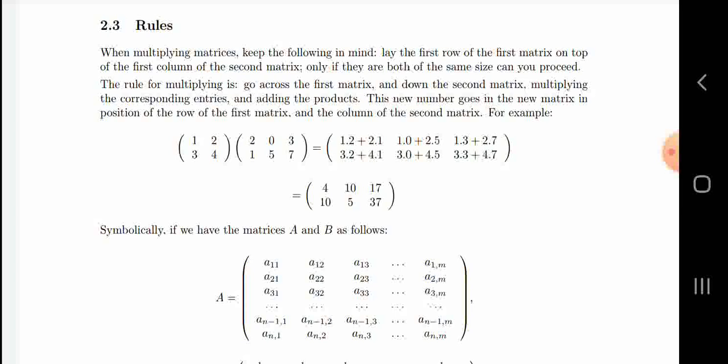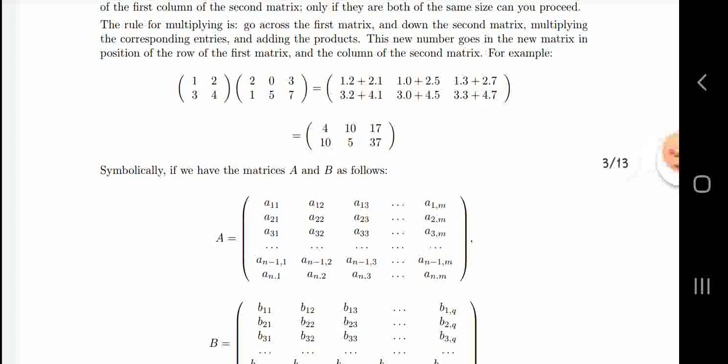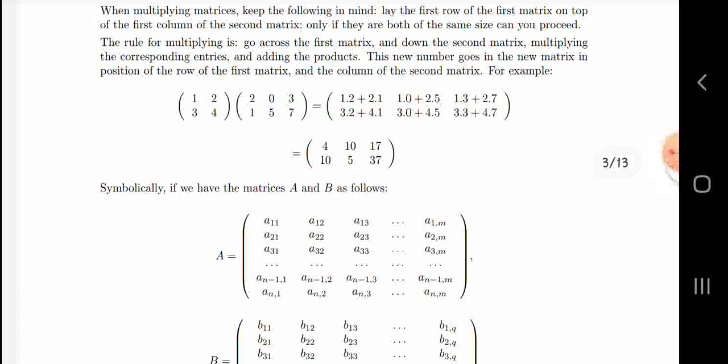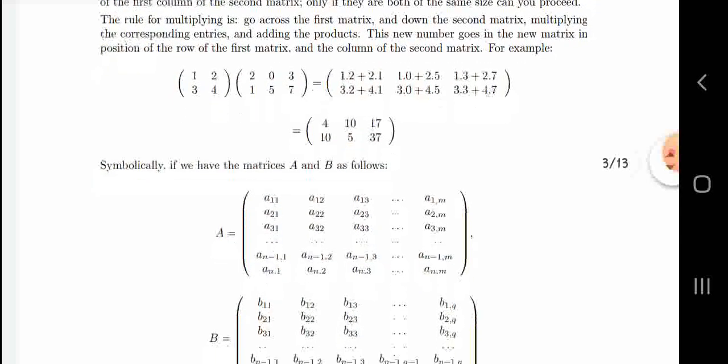And the rule of multiplying is that we go across the first matrix and down the second matrix, multiplying their corresponding entries and adding the products. This new number goes into the new matrix, in the position of the row of the first matrix and the column of the second matrix. Here you are seeing both are definite, with some numbers we can add, for example 1.2 plus 2.21. Like this, we will get a correct matrix.